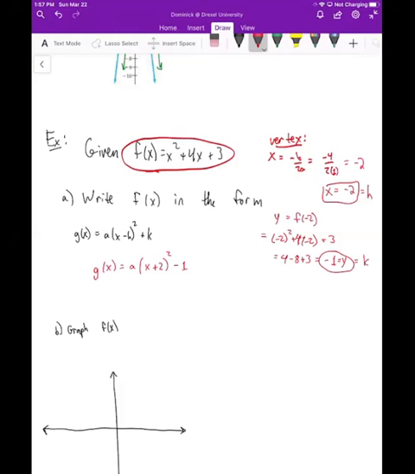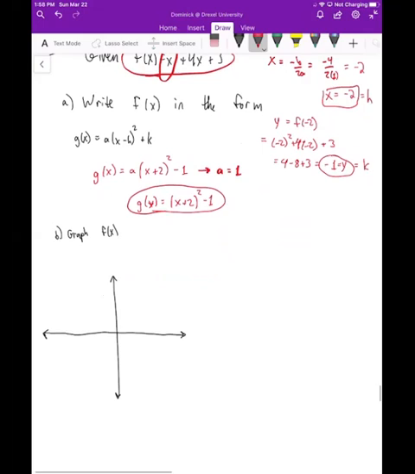Now, to get a, we just need to figure out what I need to multiply x squared by to get the coefficient in the original one. Now, in this one, we see that the coefficient in the original equation is 1, so we can conclude that a is equal to 1. And then our formula is going to look like g of x is equal to just x plus 2 squared minus 1. So then there is our function in this new form.